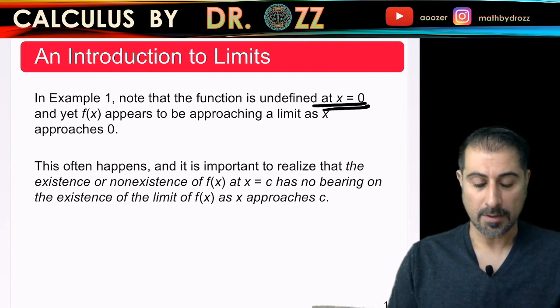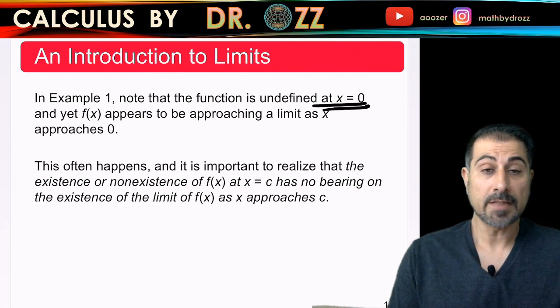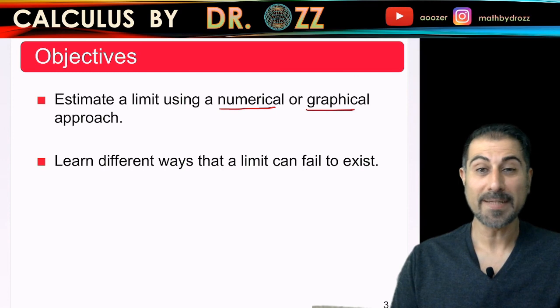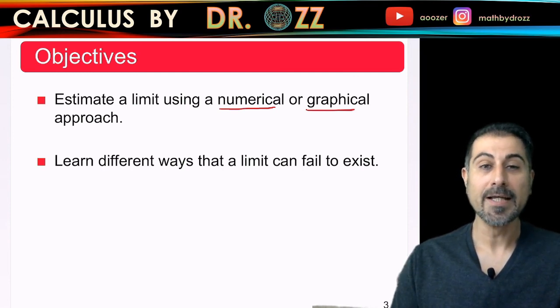And this happens all the time because in this chapter we're going to have functions where the function is not going to be defined at the given limit point, but we can still check where the function values approach around this point. All right, please move on to my next video to learn about the cases where a limit can fail to exist.